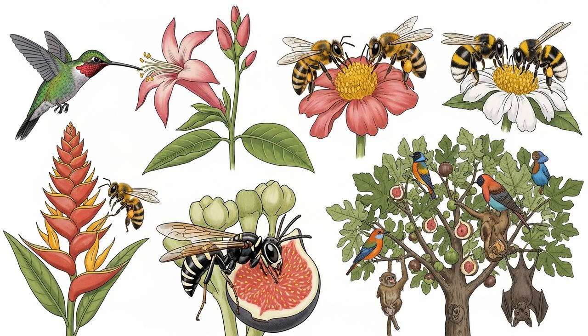What makes this a keystone relationship is that fig trees produce fruit all year round. In many tropical forests, they provide a reliable source of food for monkeys, birds, and bats, especially when other food is scarce. By keeping these animals fed, the fig-wasp partnership supports the entire forest community.